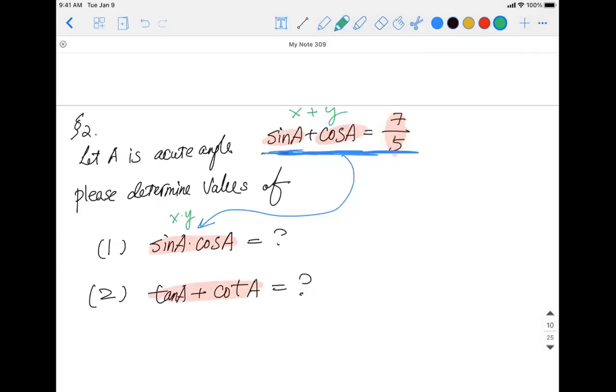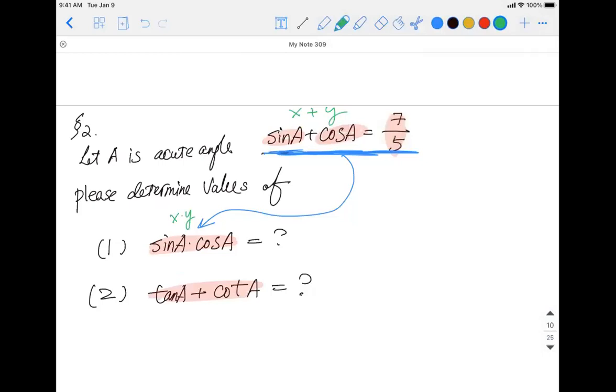Since sine is the opposite over the hypotenuse and cosine is the adjacent over the hypotenuse, sine plus cosine would be just the opposite plus the adjacent over the hypotenuse. And 7 over 5, if the hypotenuse is 5, then it's pretty obvious that 7 is just 3 plus 4. So it would be a 3, 4, 5 Pythagorean triple.